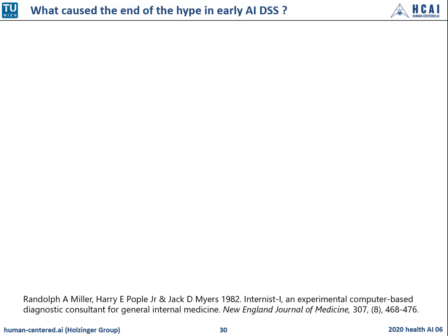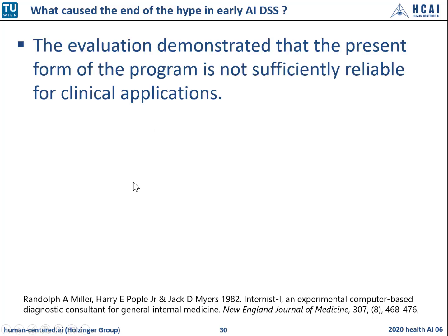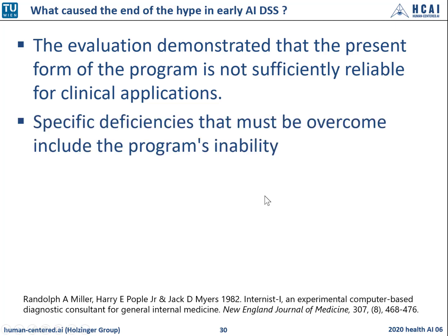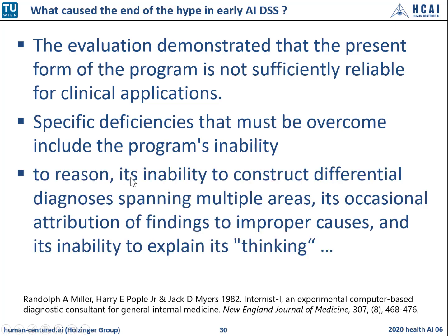So what caused the end then of the hype in early AI decision support systems? So this is from the original abstract of a paper by Randolph Miller in 1982. The evaluation demonstrated that the present form of the program is not sufficiently reliable for clinical applications. And specific deficiencies that must be overcome include the program's inability to reason, its inability to construct differential diagnoses spanning multiple areas, its occasional attribution of findings to improper causes, and its inability to explain its thinking.